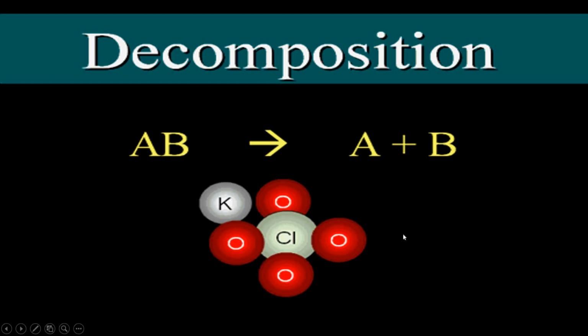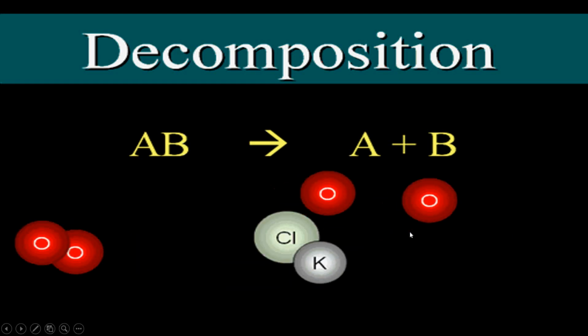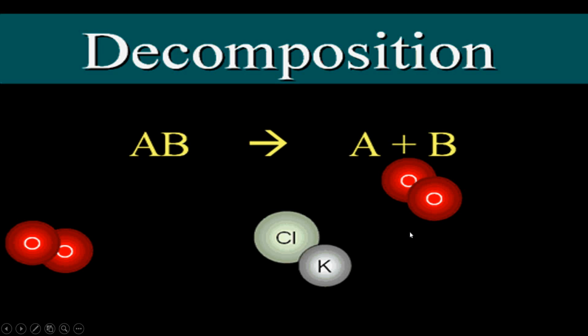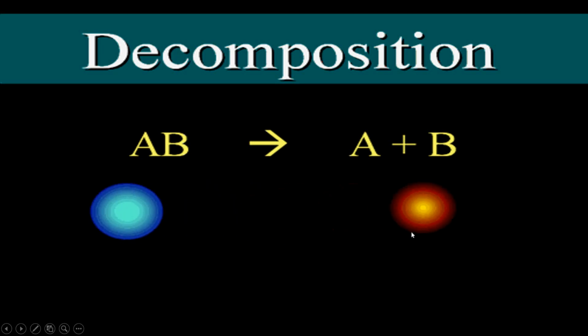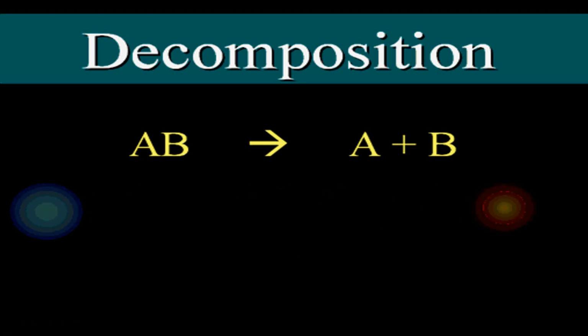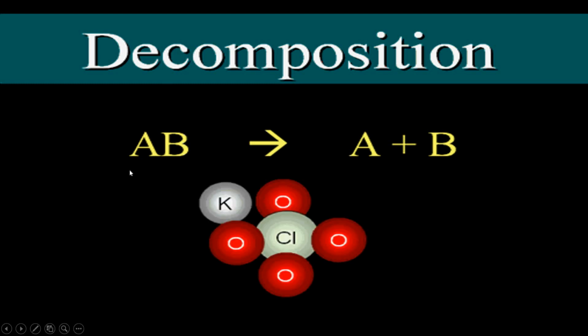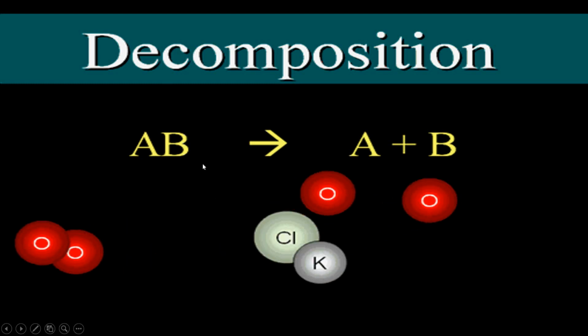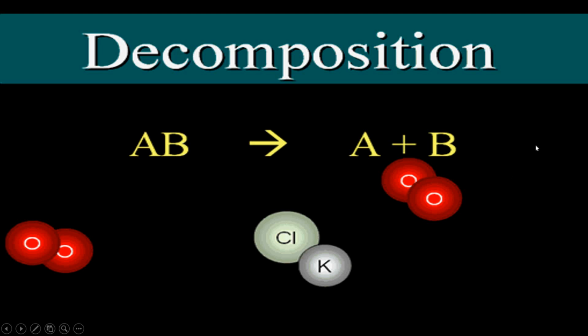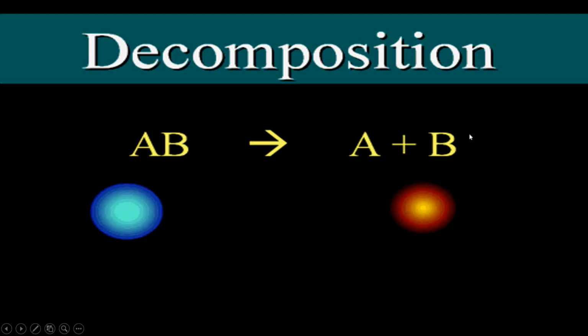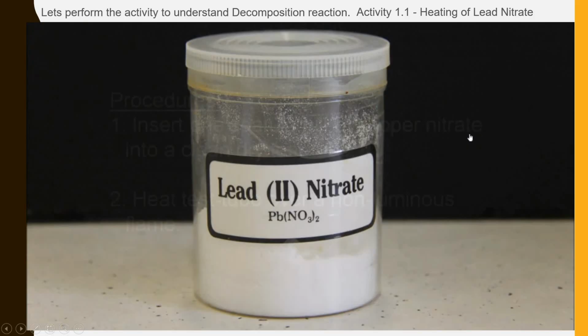In part 3, you must have learned about combination reaction. Combination reaction and decomposition reactions are reverse to each other because decomposition reaction has a single reactant which decomposes into several products. Let's understand through an activity.